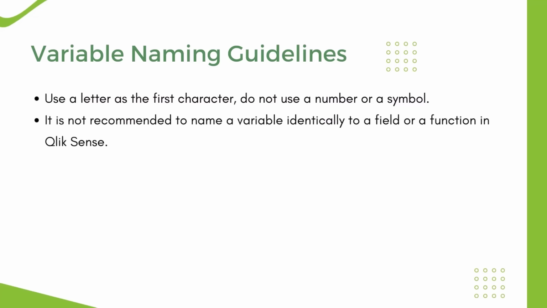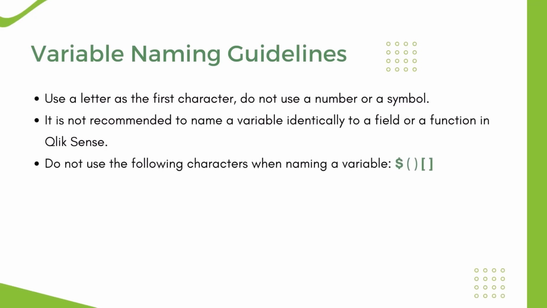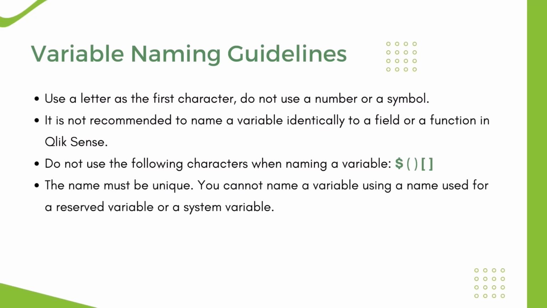It is not recommended to name a variable identically to a field or a function in Qlik Sense. Do not use the following characters when naming a variable: $, open brackets, close brackets, open square brackets, and close square brackets. The name must be unique. You cannot name a variable using a name used for a reserved variable or a system variable. The variables are not listed in the variables dialog, but if you are not allowed to use a certain name, even though you cannot find a duplicate in the variables dialog, a reserved variable or a system variable already has this name. A long name is not recommended.